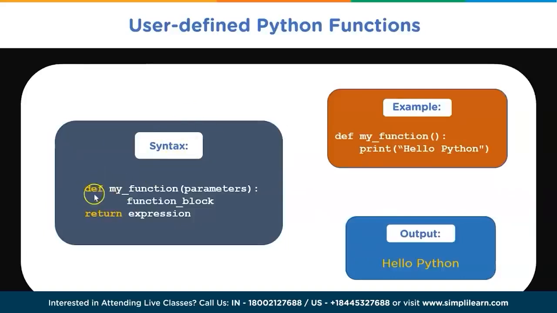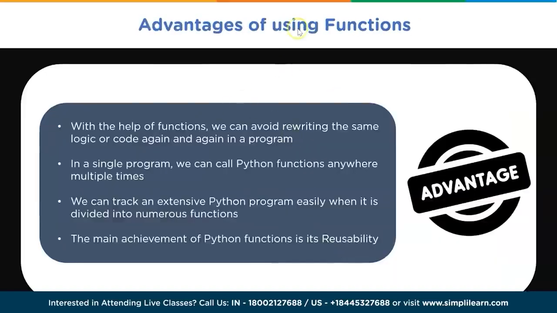We use the def keyword to define the function, followed by the function name, and within brackets you have the parameters or the arguments of the function. Then you have the function block, and if you want to return a value from the function, you can use the return keyword followed by the expression. Here is an example where we are just printing hello Python using a user-defined function, and in this case my function name is my_function. Now if I call my_function, it will return me hello Python. Cool.